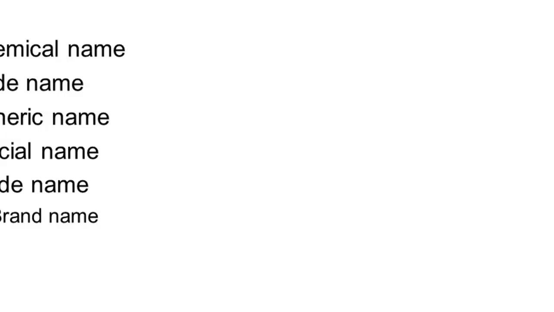A chemical name is a name indicating the chemical structure of a drug. For instance, water's chemical name is oxidane. Of course, we know the chemical formula is H2O.